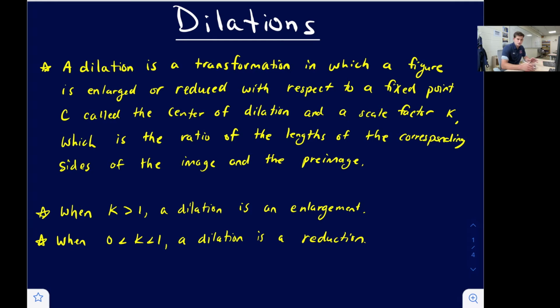So when we dilate a shape, we are changing its size, but we're not changing the shape, right? If we're dilating a triangle, it's still going to be a triangle, right? But it might be bigger or smaller, so it's not congruent. We call it similar. So that's how a dilation is a little bit different.